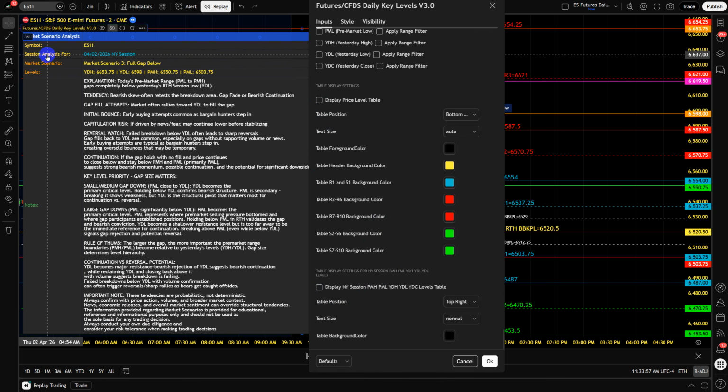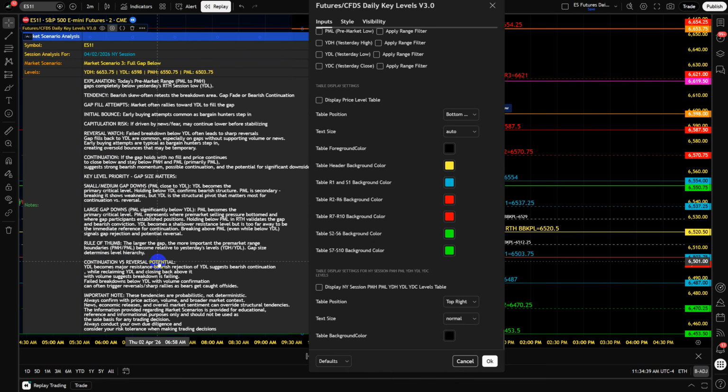Okay, so here you have the symbol, session analysis for what session this is for, Thursday, April 2nd, what the market scenario is, the levels involved in the market scenario, the YDH, YDL, PMH, and PML, and their price levels, an explanation of what this market scenario means, and also tendencies, risks, reversal, or trap watches, depending on the market scenario we happen to be in. Also, since this is a gap, also key level priorities, as far as gap size changes with how large the gap is. Gives you an explanation of that.